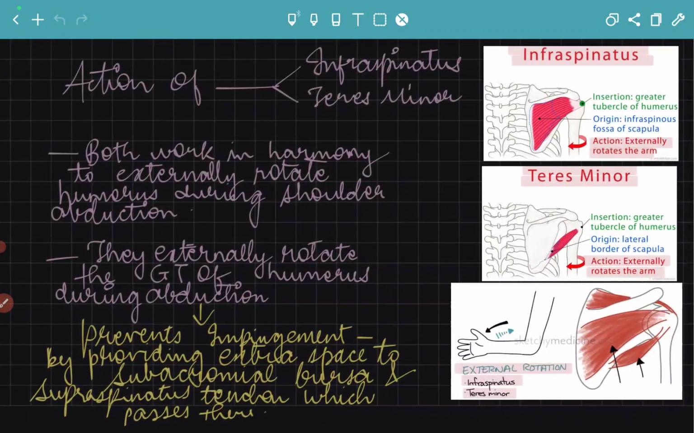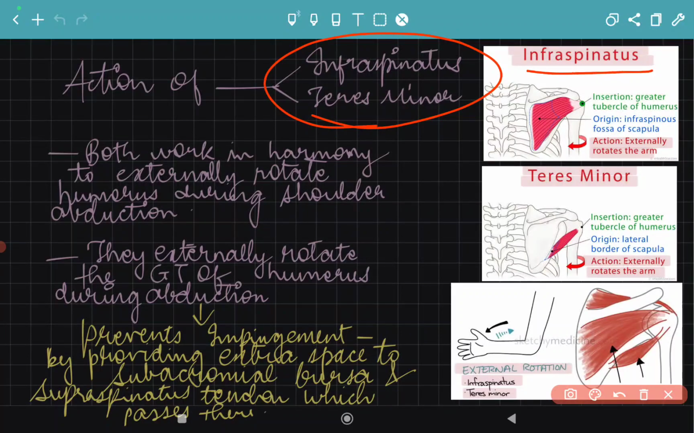Now next let's discuss the action of both infraspinatus and teres minor together. So as we know, the infraspinatus starts from the infraspinous fossa, medial 2/3 of the infraspinous fossa of scapula, and goes to insert on the greater tubercle of humerus.